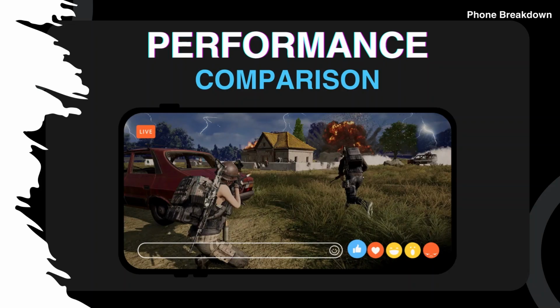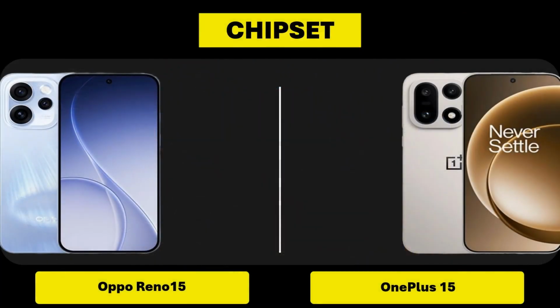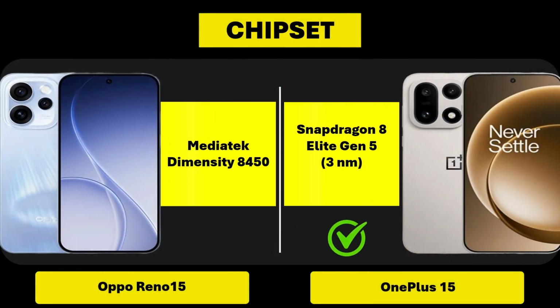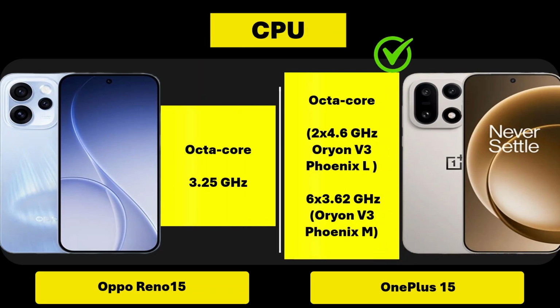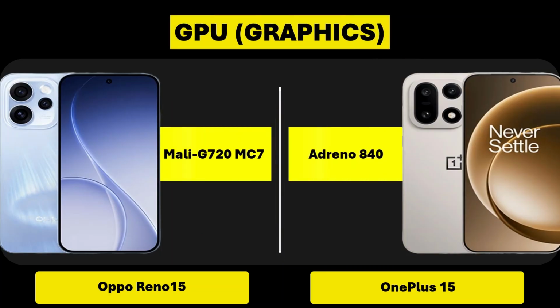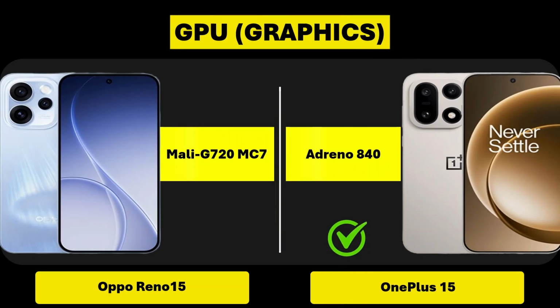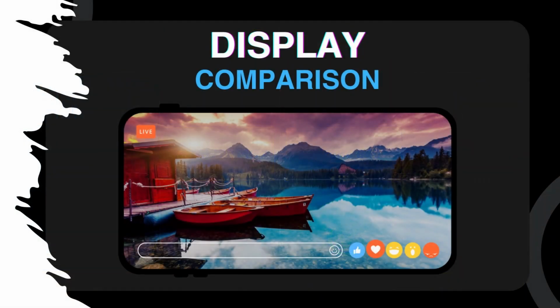Oppo Reno 15 runs on the MediaTek Dimensity 8450, while OnePlus 15 is powered by the Snapdragon 8 Elite Gen 5, built on 3nm tech. Oppo Reno 15 has an octa-core CPU, and OnePlus 15 also comes with an octa-core CPU, but OnePlus 15's CPU is more powerful overall. For graphics, Oppo Reno 15 uses Mali G720MC7, while OnePlus 15 packs the Adreno 840 GPU.